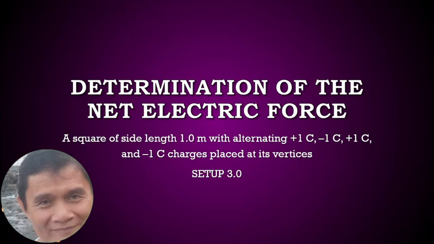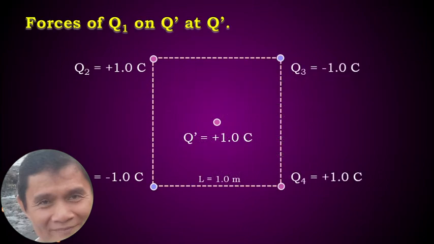A square of length 1 meter with alternating positive and negative charges placed on its vertices. So, how do you solve the problem if you place a charge at the center? Exactly at the center, this one.